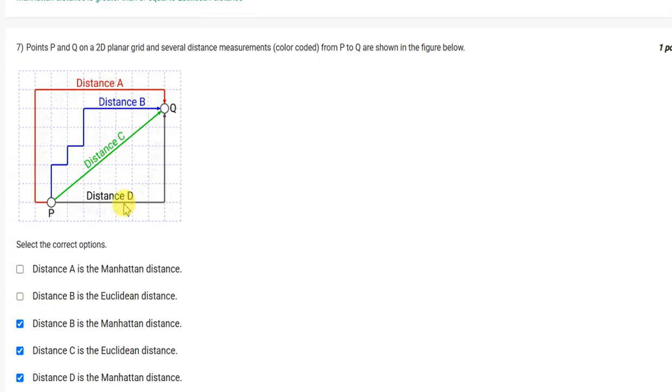And distance here, distance D is the Manhattan distance. Distance C is the Euclidean distance, and distance B is the Manhattan distance.